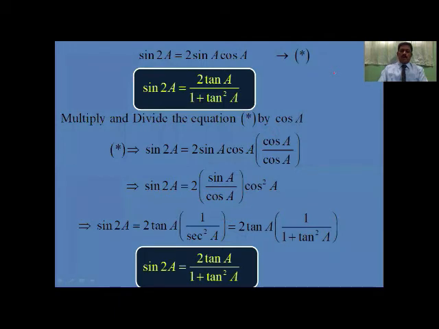In the multiple angle formula, I have not discussed sine 3a. Later we will discuss it.